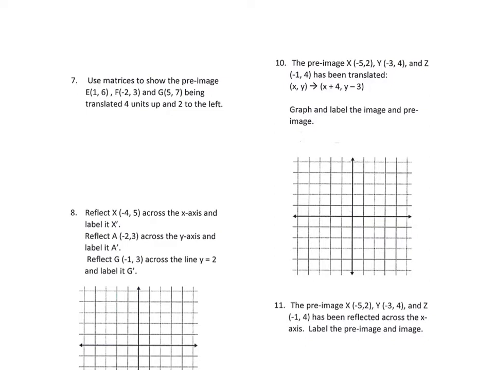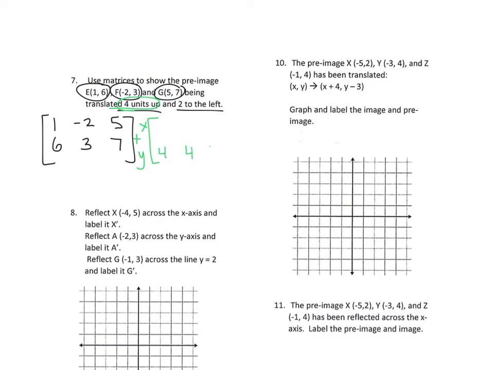Use matrices to show the preimage being translated 4 units up and 2 units to the left. So first, to use matrices, I'm going to write this as a matrix. Remember the x's go on the top and the y's go on the bottom. If it's going to be translated 4 units up, that needs to correspond with my y. So my y is going to be positive 4, and there's going to be 3 of them because there's 3 over here. And then 2 to the left means I'm going negative 2 in the x direction.